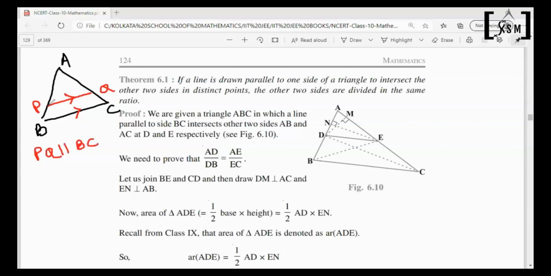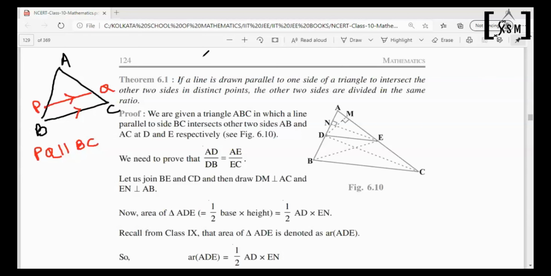Can you say that P is the midpoint of AB? We can't say that just because it is parallel. Parallel does not mean P will be the midpoint. Midpoint means it is exactly in the middle of AB. Is point P exactly in the middle of AB? It may be, it may not be. If I draw in the midpoint, it can be. But P may or may not be the midpoint of AB. Q also may or may not be the midpoint of AC. So the only information is that line PQ is parallel to BC.